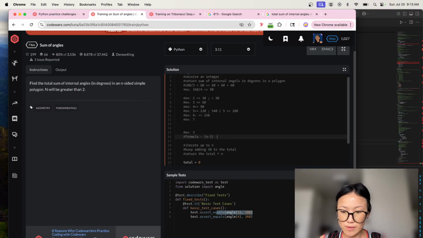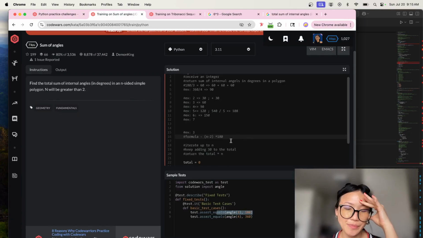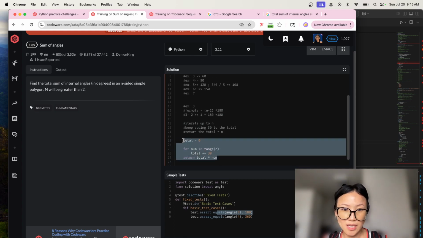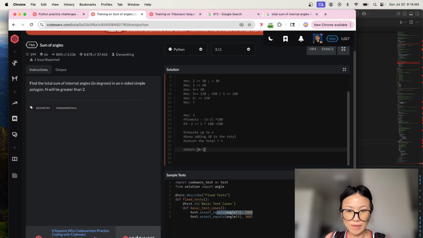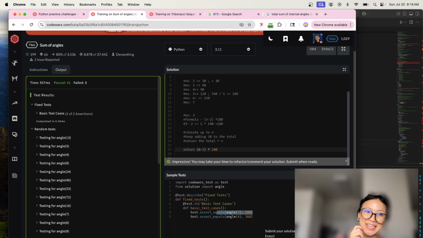That's right. I see. Okay, because this one is saying that for 3, it's 3 minus 2, which is 1, and 1 times 180 is equal to 180. So we're going to return n minus 2 times 180. Oh, it's that extra other formula you have to figure out about polygons. I almost thought I figured it out, but okay.